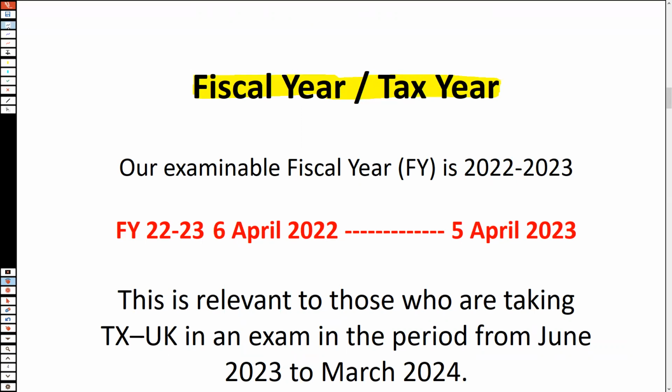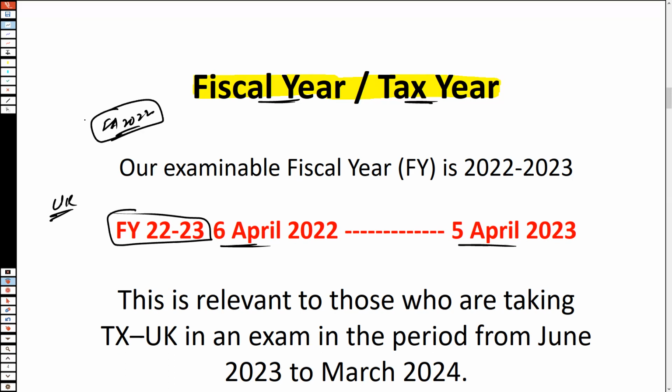Same goes with the UK. UK fiscal year or tax year starts from 6 April and ends on 5th April next year. And under the Finance Act 2022, if we further talk about the fiscal year, under this Finance Act, fiscal year 22-23 is relevant, which starts from 6 April 22 and will end on 5th April 23.